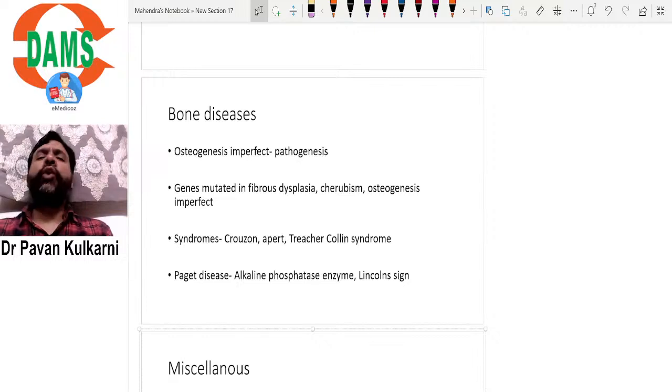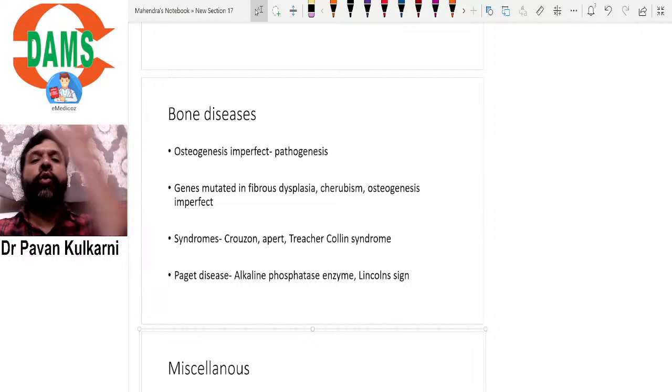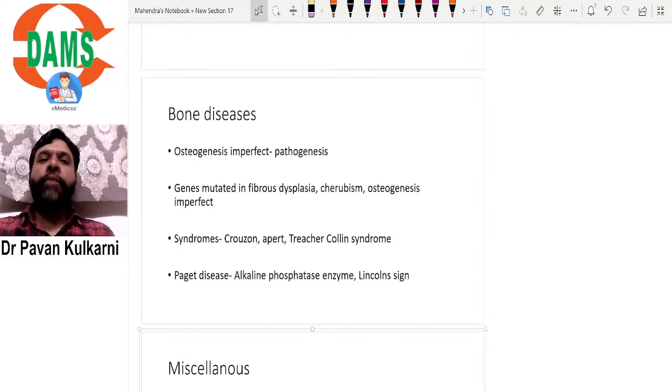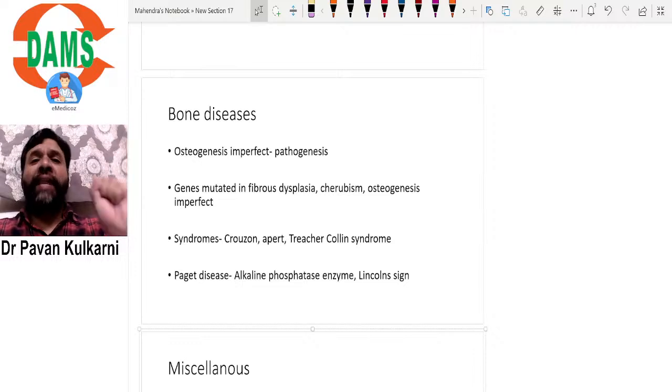Bone, what are we expected to know in osteogenesis imperfecta? Mainly its pathogenesis. That is, what is the role of COL1A1? What is the role of COL1A2? In osteogenesis imperfecta, whether mineral deposition is abnormal or the matrix. It is the matrix. Mineral deposition is normal. So the genes that are mutated are very important. What is the gene mutated in fibrous dysplasia? There is the GNAS1 gene. What is the gene mutated in cherubism? The SH3BP2 gene.